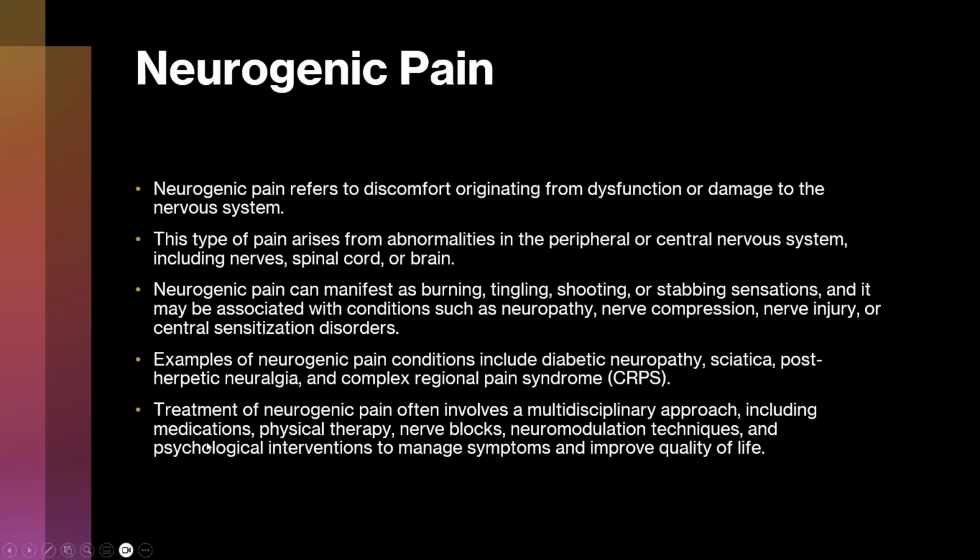If we look into the examples of neurogenic pain, they include diabetic neuropathy, sciatica, post-herpetic neuralgia, and complex regional pain syndromes. Treatment of neurogenic pain often involves a multidisciplinary approach, including medications, physical therapy, nerve blocks, neuromodulation techniques, and psychological interventions to manage the symptoms and to improve the quality of life of the sufferer.